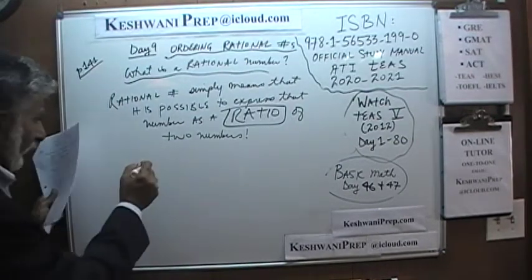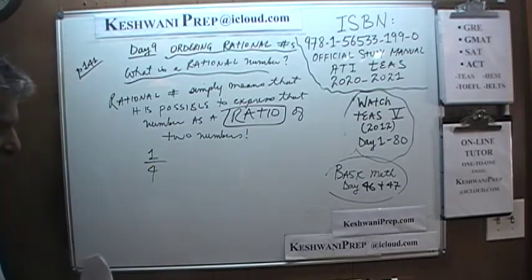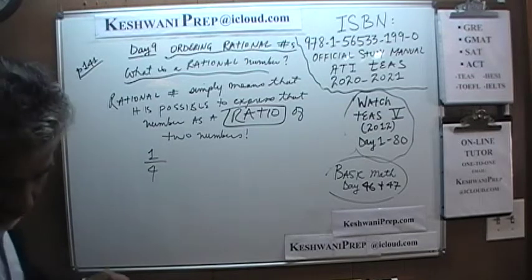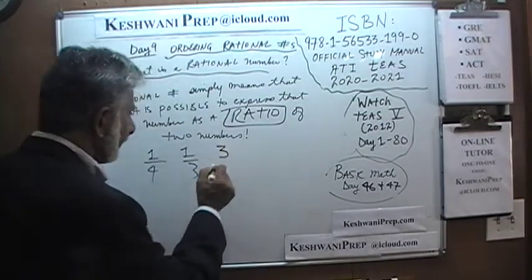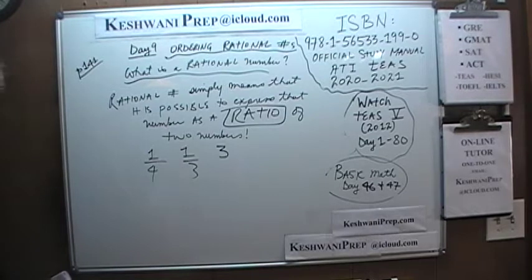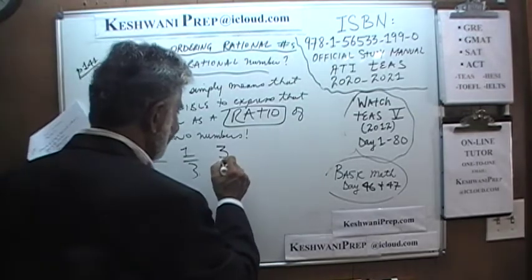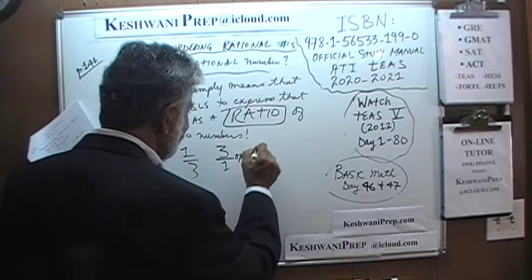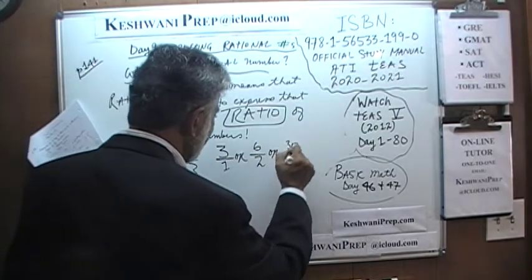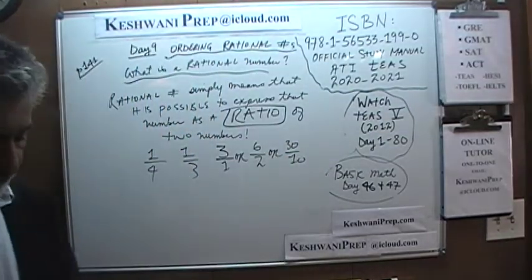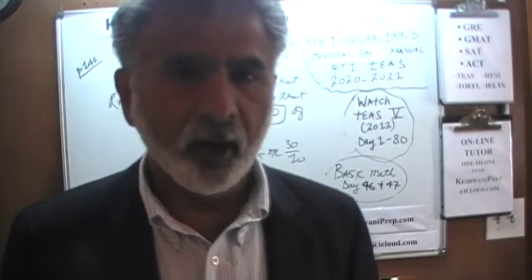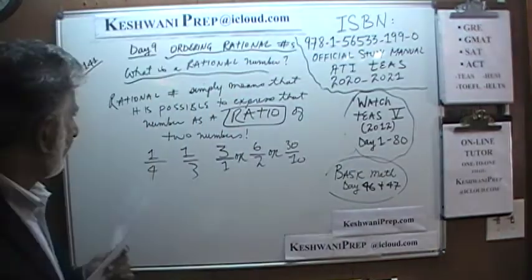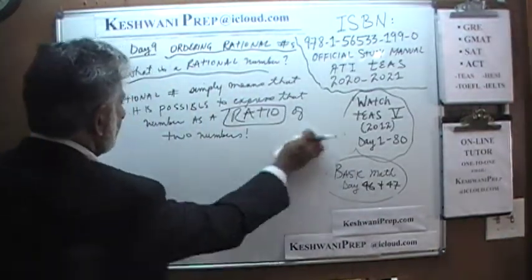For example, 1/4. You see, that's a number that has been expressed as a ratio of two numbers. How about one third? How about 3? Can we express 3 as a ratio of two numbers? The answer, of course, is yes. 3 can very easily be expressed as 3/1, if you like, or 6/2, or 30/10. If a quantity can be expressed as a ratio of two numbers, it is called a rational number. And rational numbers come in two flavors.